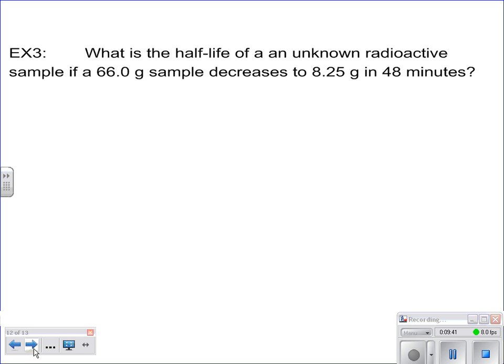Okay, example number 3. What is the half-life of an unknown radioactive sample if a 66-gram sample decreases to 8.25 grams in 48 minutes? So I know both of my masses, my amounts. I know the time that passes by. I want to figure out the half-life. So in this case, let me rewrite my formulas. I think that'll make it easier for us to look at. In this case, I'm going to solve for 2 to the n.